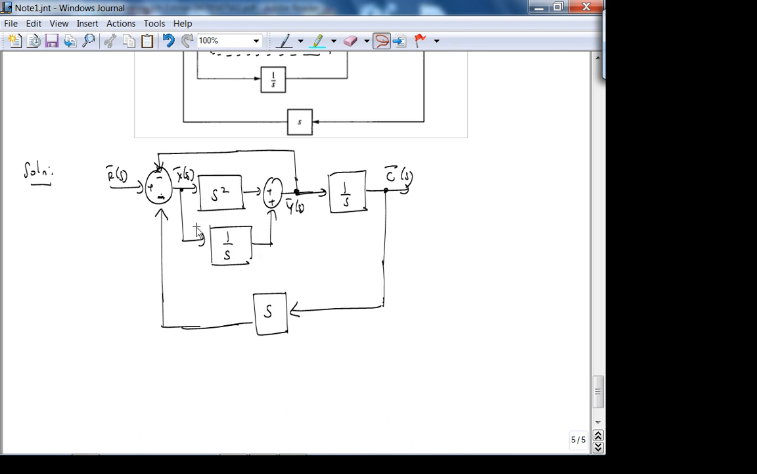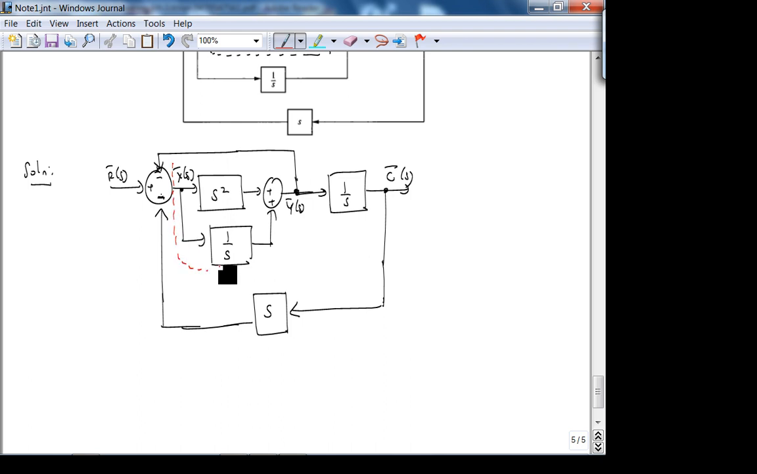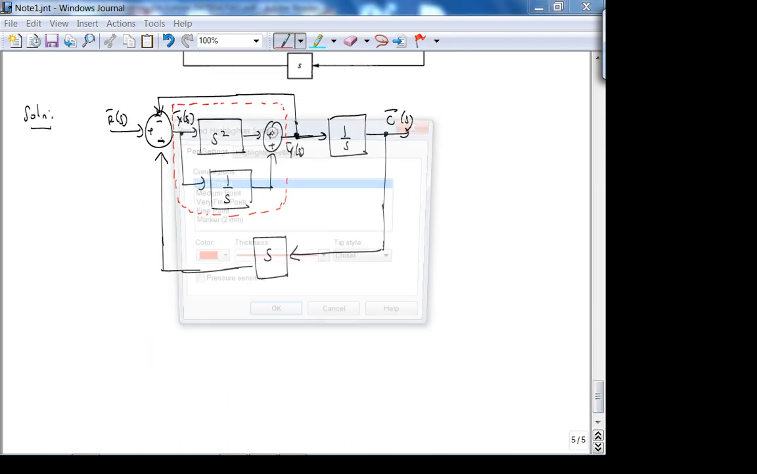Can I write an equivalent transfer function for this? In the beginning, if you don't have enough practice with this, it's always okay to go back to first principles. So this signal over here is s squared times x, correct? This signal over here is 1 over s times x, correct? So y is x of s times s squared plus 1 over s. How do I simplify this? It's s cubed plus 1 over s, but you don't have to write it like that. We can just use s squared plus 1 over s, whatever you feel comfortable with, as long as it's correct.